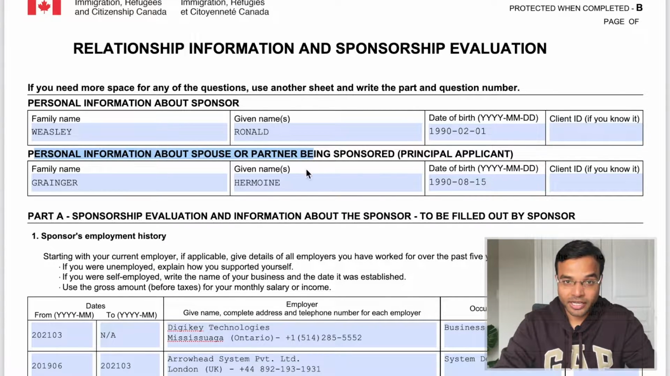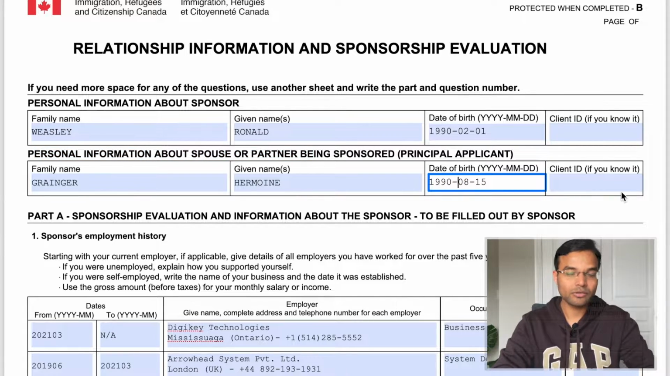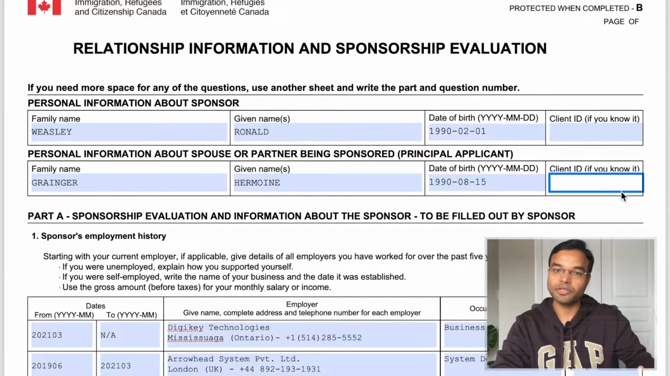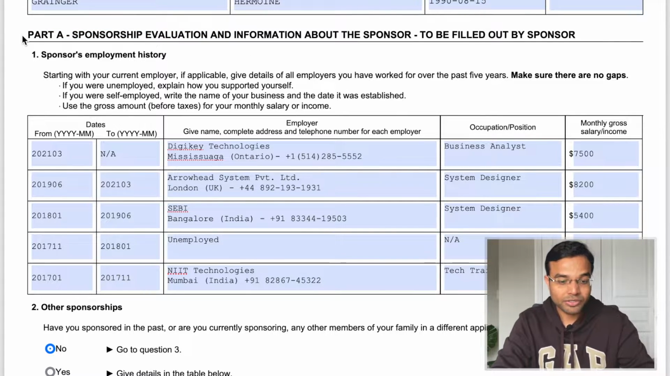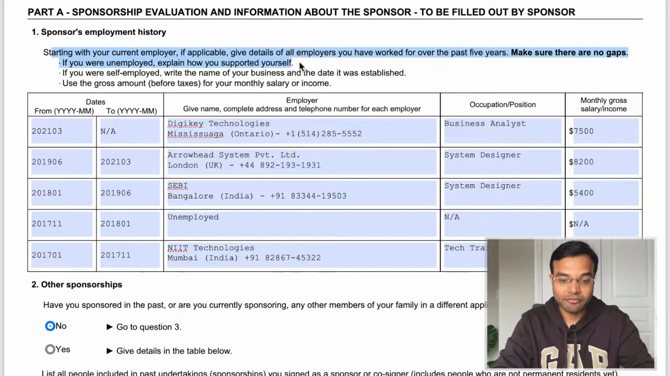This brings us to Part A, which is the sponsorship evaluation. All the questions in this particular section are for the sponsors to fill in. So let's start with the first question, the sponsor's employment history. The instruction very clearly says, starting with your current employer, if applicable, give details of all the employers you have worked for in the past 5 years and leave no gaps.